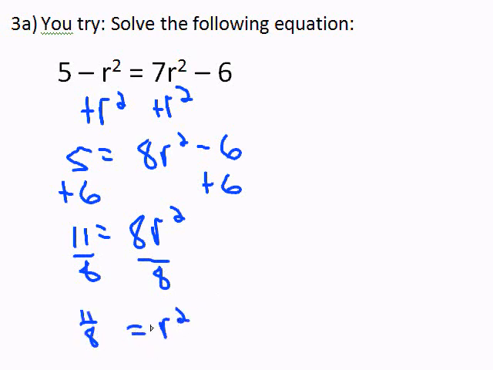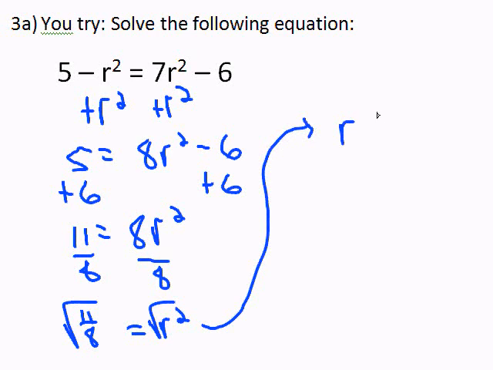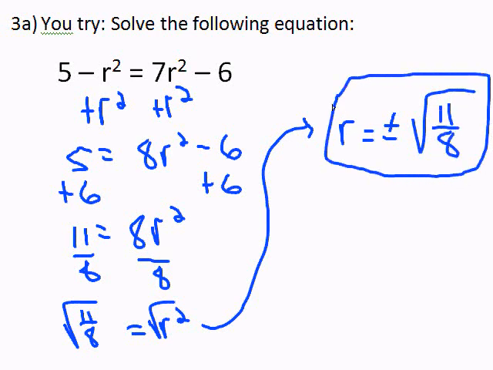And to get rid of the square, we're going to take the square root of both sides, giving us in the end r is equal to plus or minus the square root of 11 over 8. We're going to leave our answer just like that, again, for this class.